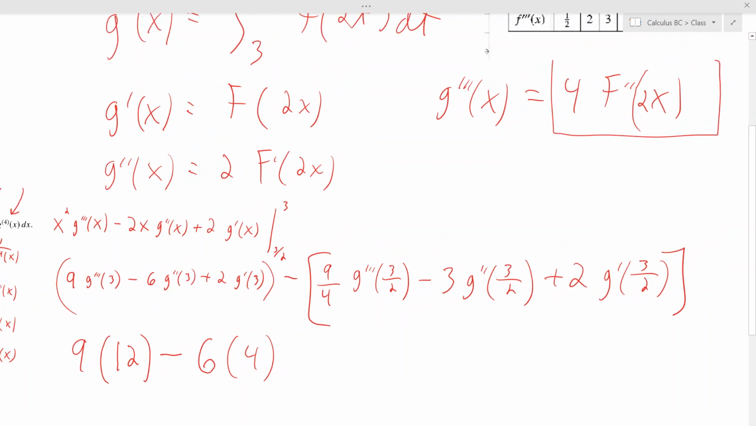But anyway, we got that, and then it's plus 2 times g prime of 3, but that's f of 6, which I believe was 0. So that's the first part there.